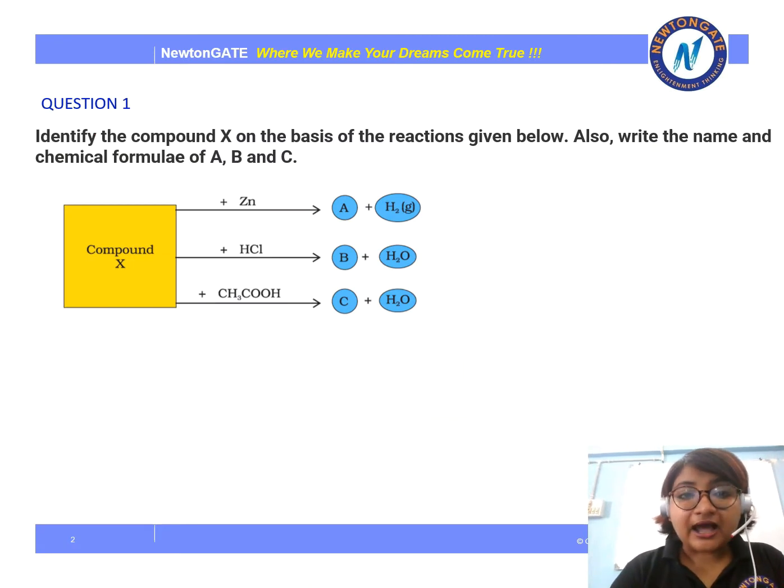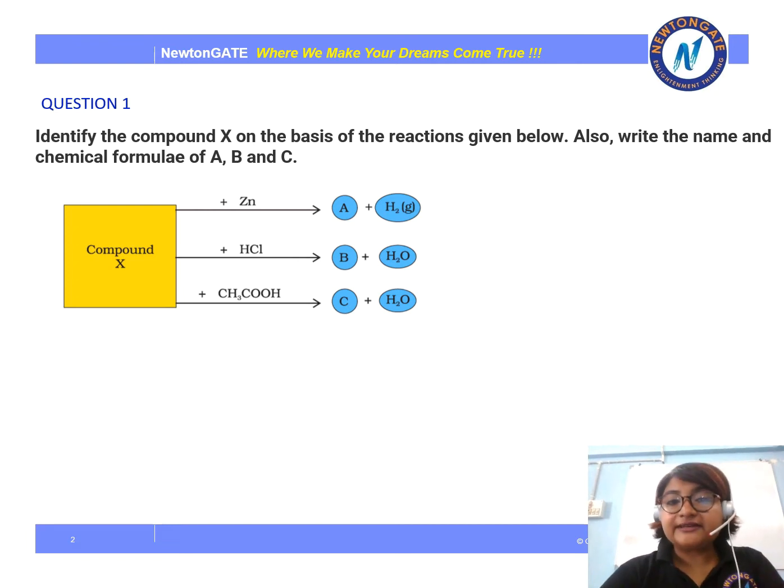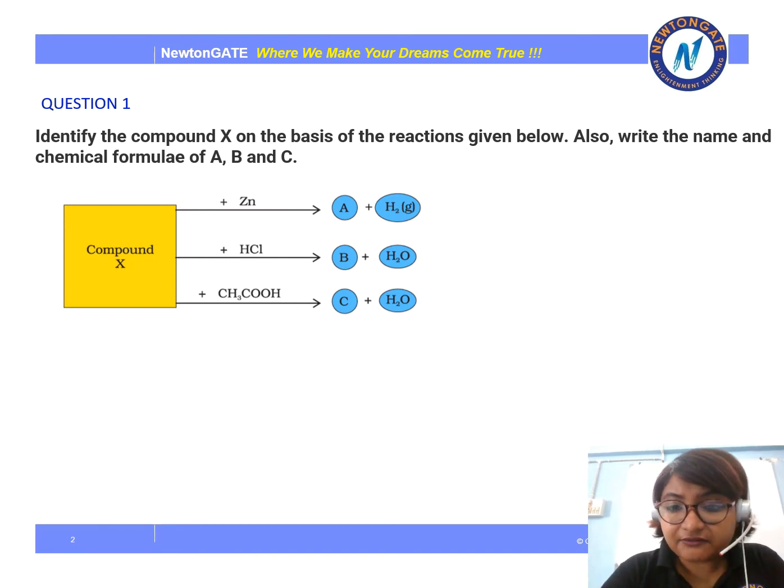Question number 1: identify compound X on the basis of the reactions given below. Also write the name and chemical formulae of A, B and C. Here in this question, compound X is reacting with zinc to give you A plus hydrogen gas. Now, how will you identify this compound X? Of course, the reactions are given here. Some of the reactants or products are missing. There is one reactant here which is missing and some products are missing and some are given to you. Based on that, you have to identify.